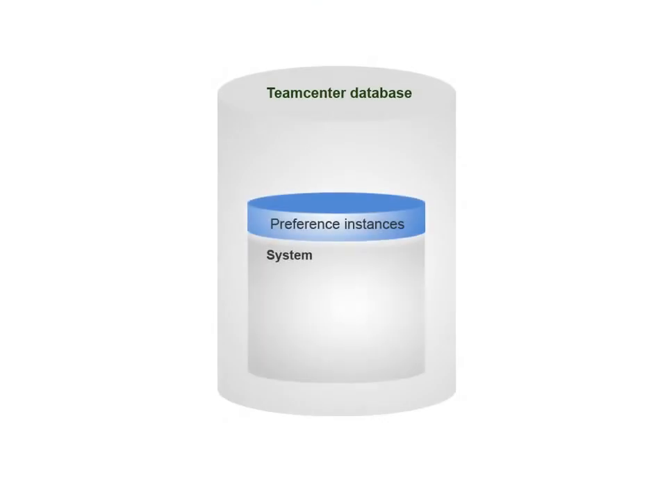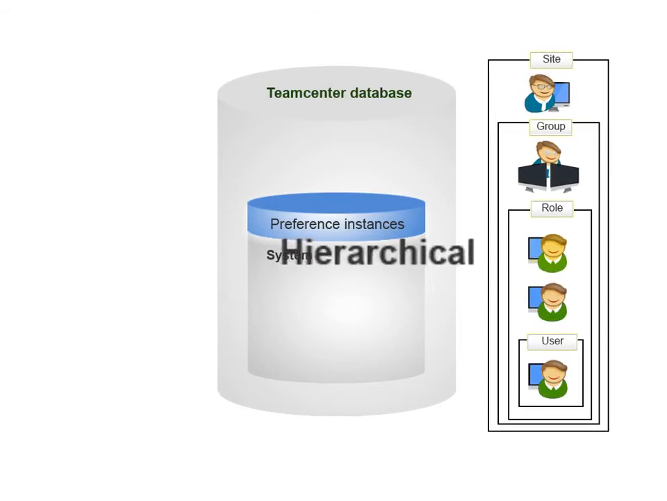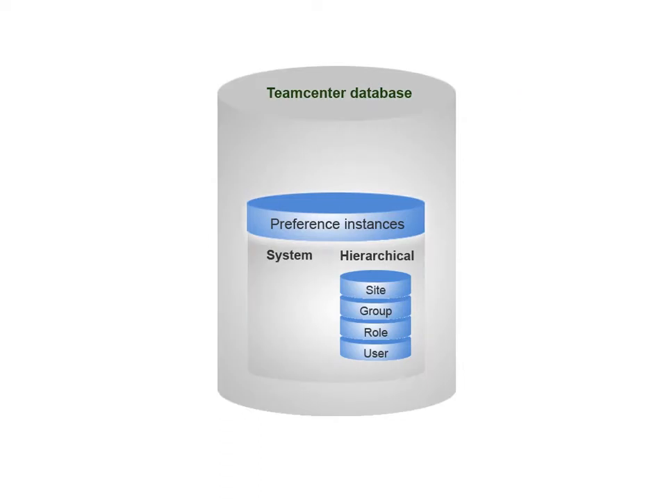Teamcenter has system preferences and hierarchical preferences. System preference values apply to the entire site. Hierarchical preference values apply based on protection scopes such as site, group, role, and user. These protection scopes indicate who can create an instance of a preference. The protection scope also determines where in the database the preference values are stored.